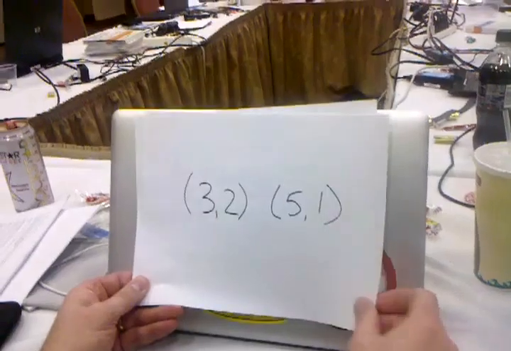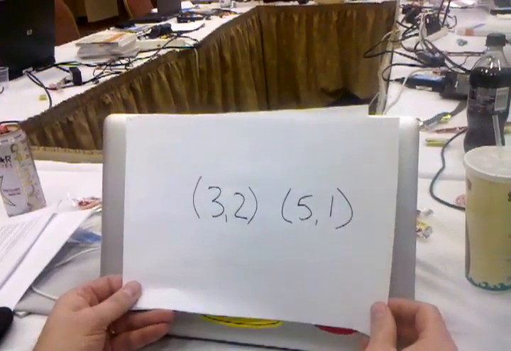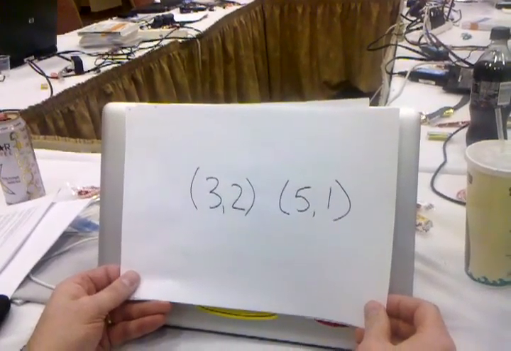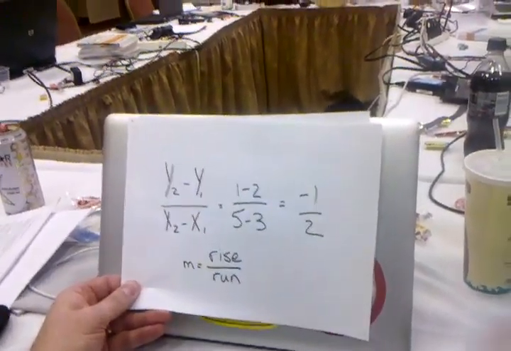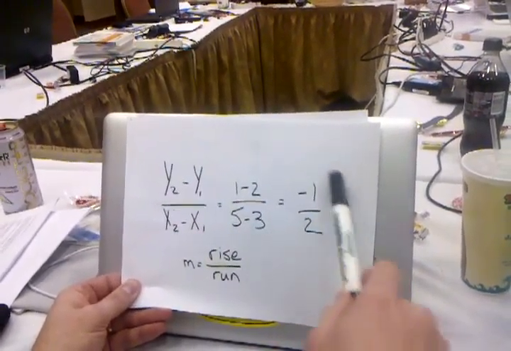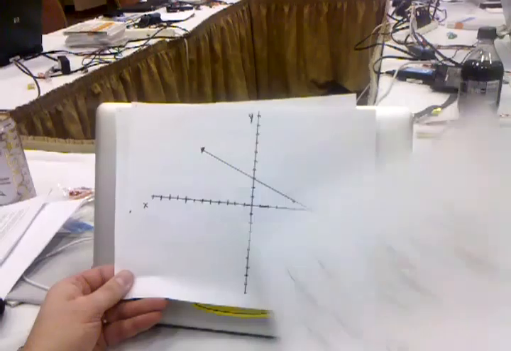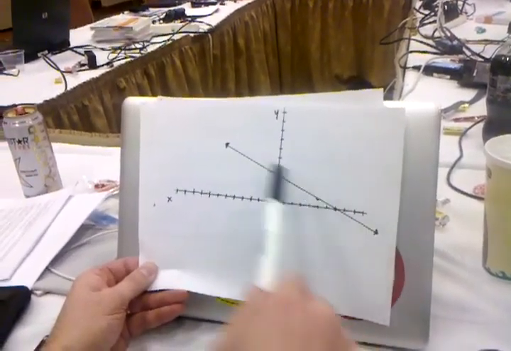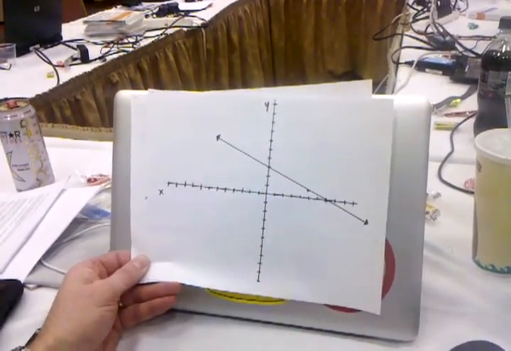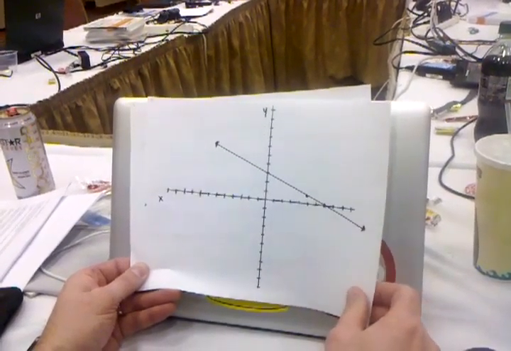The next ordered pair numbers we're going to do are 3, 2, and 5, 1. And again, if we put them into that same equation, you notice that we subtract those ordered pairs and we end up with a negative 1 over 2, which represents a negative line. So the line goes from bottom right to top left.